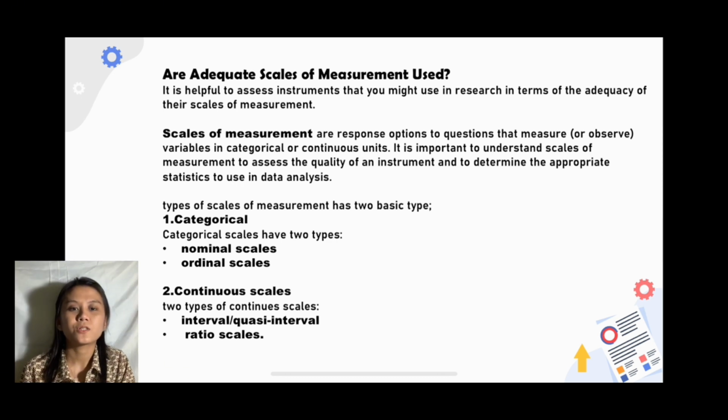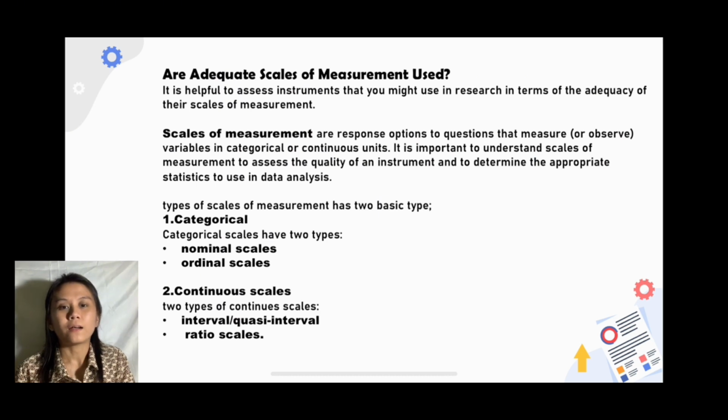There are two types of continuous scale. The first one is the interval scale. An interval scale is a type of measurement scale where the intervals between values are equal, and it allows for comparison of the magnitude of difference between values. One of the examples of this is a Likert scale. It is a type of rating scale commonly used in surveys and research to measure attitudes, opinions, and perceptions. It presents respondents with a series of statements or questions and asks them to indicate their level of agreement or disagreement on a scale, typically ranging from strongly disagree to strongly agree.